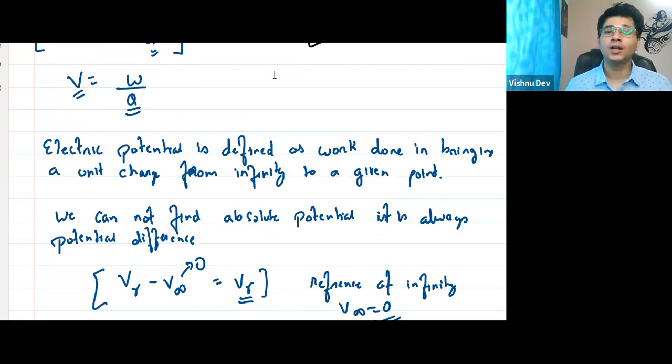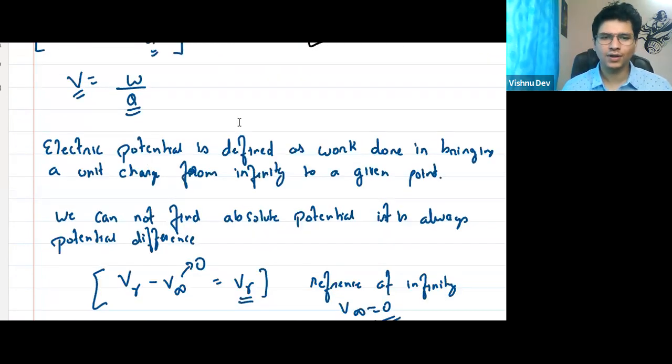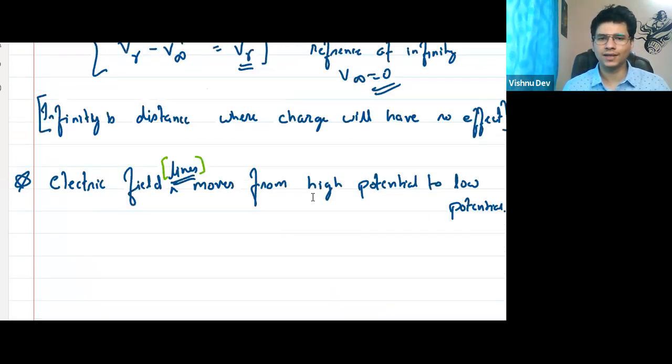So we talked about potential till last class. What is potential? Potential is basically the work done in bringing a charge from one point to another point under the effect of electric field, yes or no? So I can say electric potential is defined as work done in bringing a unit charge from infinity to a given point. We have talked about these things, right? I guess everyone should revise these concepts. I've sent you notes, I've sent you video also, right?